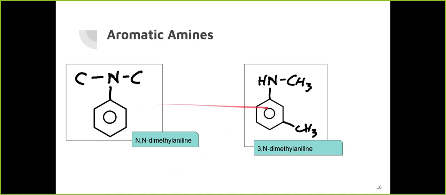Oh, these are isomers of each other. So here we have N,N-dimethylaniline. It's an aniline because you've got the nitrogen on the benzene. But now we have a hydrogen over here and the methyl group moved over here. So 3,N-dimethylaniline is an isomer with this one as well. So these two are isomers of each other, an example of a structural or skeletal isomer.